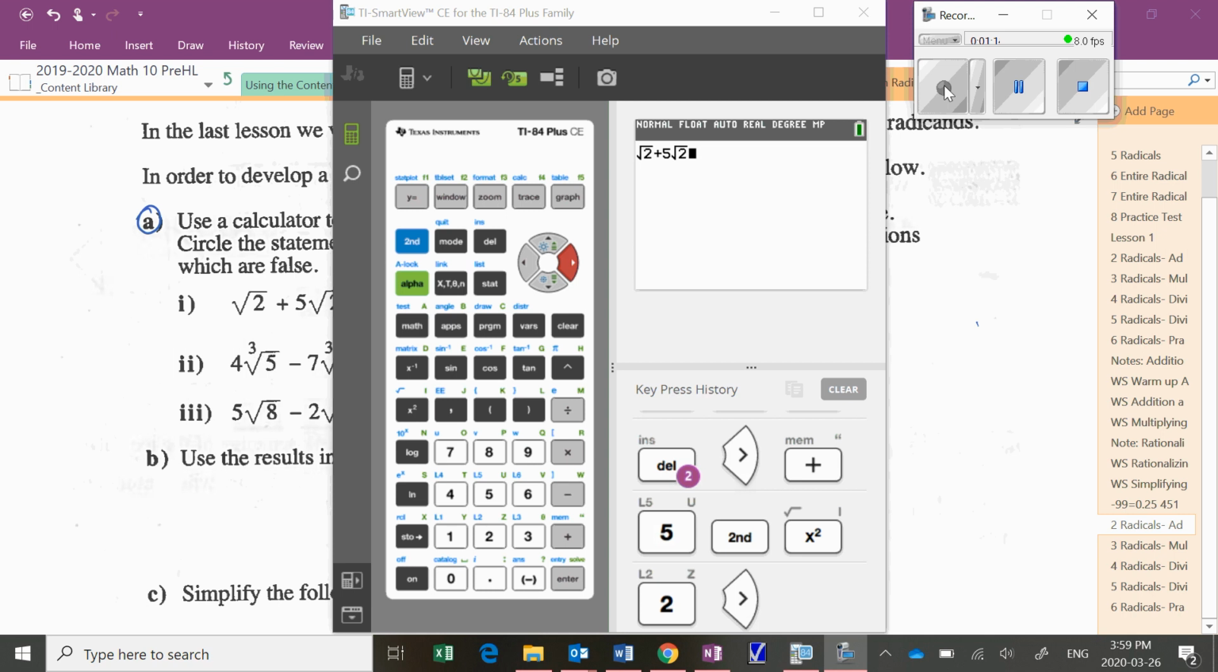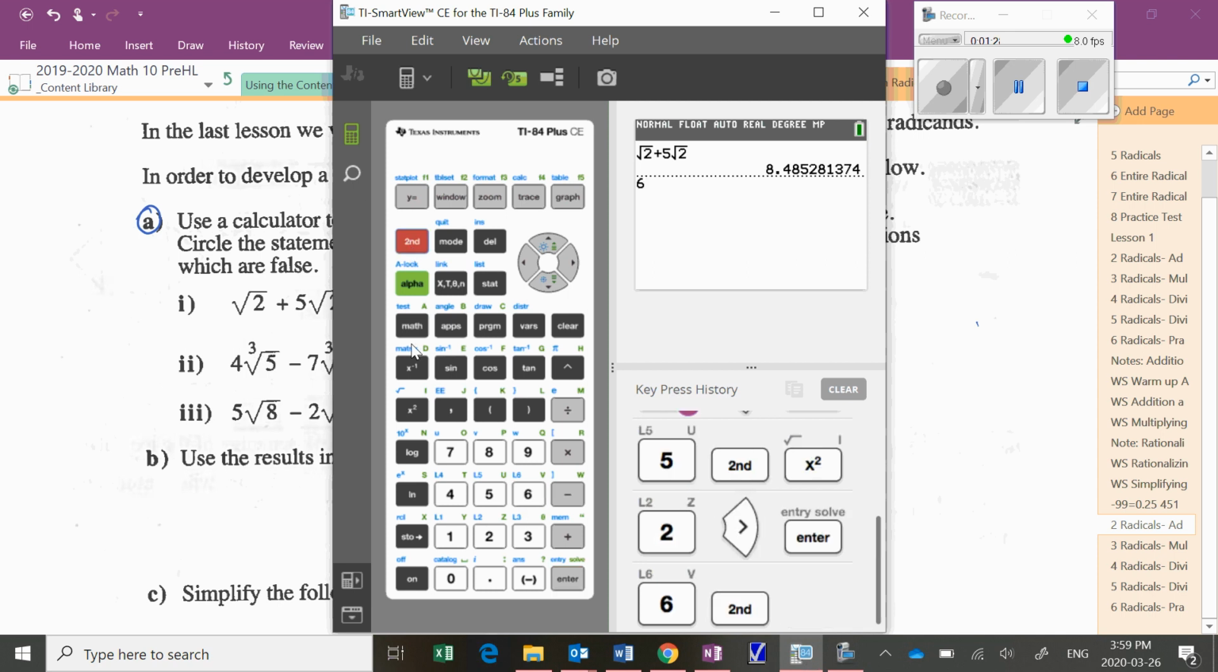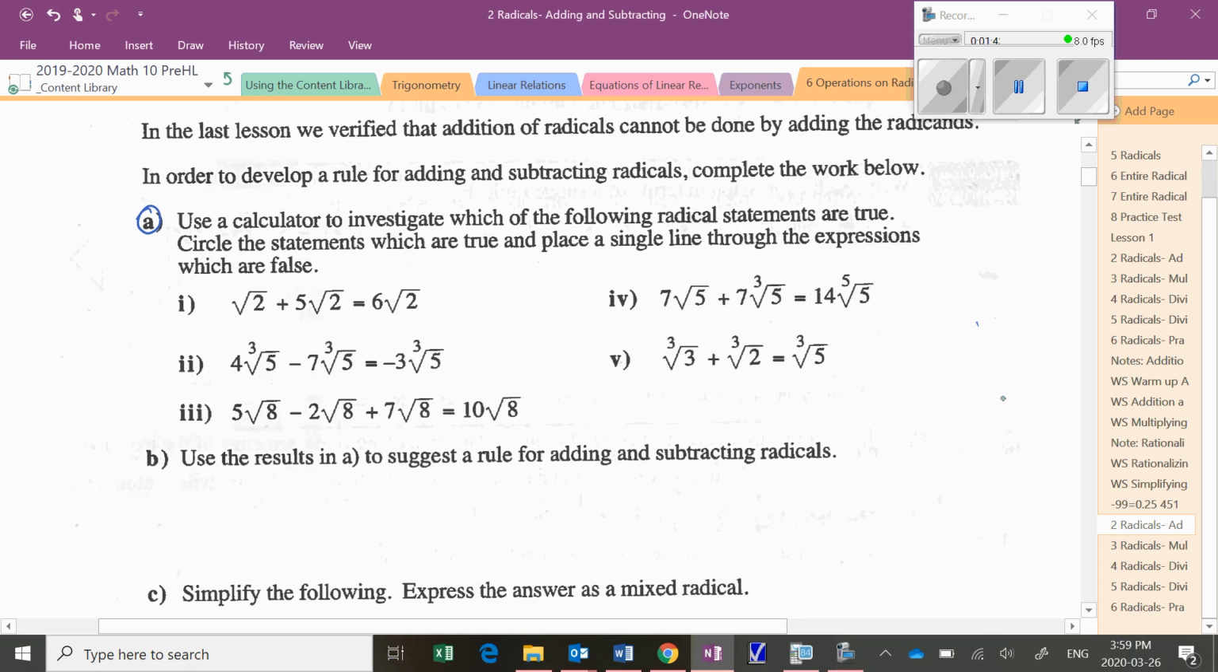Okay, so you can see I've entered in root 2 plus 5 root 2, and we'll hit enter. We can see the decimal approximation is 8.485 approximately, and then let's take a look if we enter in the right side, which was 6 times the square root of 2, and then enter. We can see that the decimal approximations are the same, which means that root 2 plus 5 root 2 is the same value as 6 root 2. Okay, so that is a yes, so we'll circle that one. And so just go ahead and hit pause, and we'll come back and look at that together then.